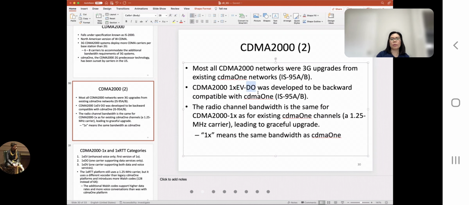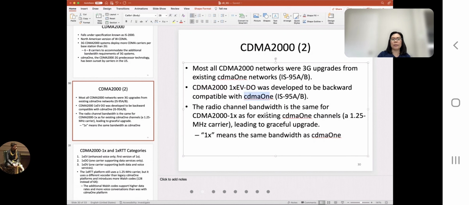So they developed CDMA 2000 based on the same bandwidth as CDMA1, and the goal is to support enhanced voice or support data only. This standard was developed to be backward compatible with CDMA1. The reason is that when they developed and deployed 3G, the system was still supporting 2G phones, 2G subscribers. So that's why they had to develop this standard to be backward compatible with CDMA1.